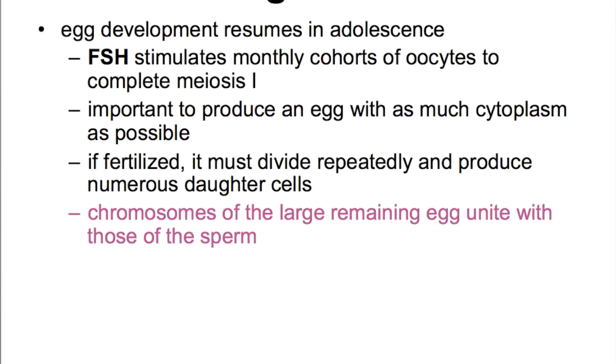If it's fertilized, it then has to divide rapidly and produce a number of daughter cells. Think about it, you have one cell turning into a human being, right? So it has to be prepared to divide. And the chromosomes of the larger egg will unite with those of the sperm. So like I said before, the egg is half the DNA you need, right? After that, you're waiting for the other half, which comes in what form? The sperm, right? So the sperm needs to deliver the other half of the DNA in order for the egg to begin dividing.